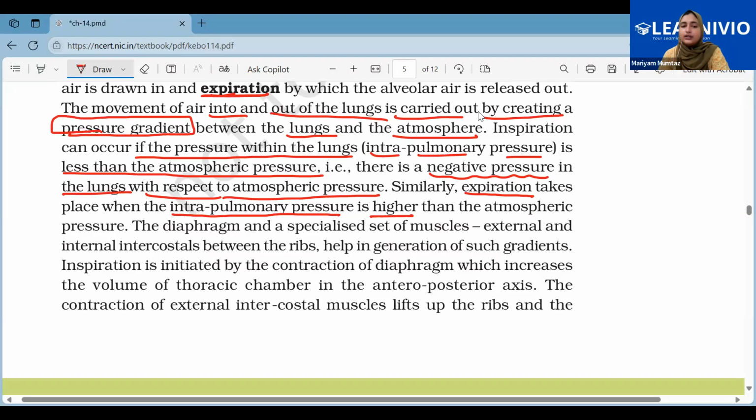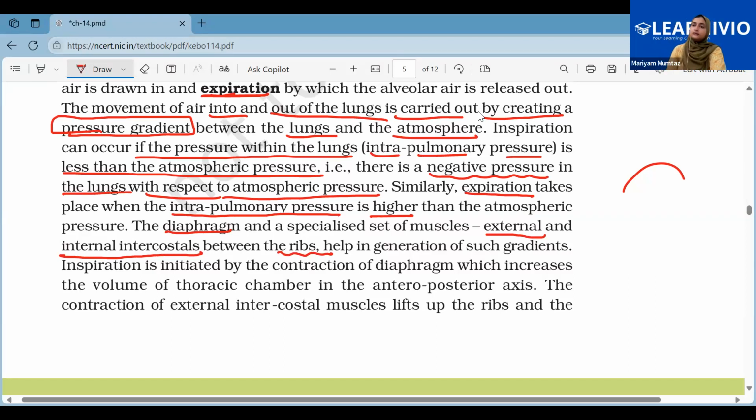Now, for this entire process of inspiration and expiration, we have muscles. Like our ribs, they can go up and go down. It's because of the special set of muscles that we have. First there is the diaphragm, the dome-shaped muscle that I showed you. Apart from that, there is a set of muscles called the external and internal intercostal muscles. These intercostal muscles are present in between the ribs.